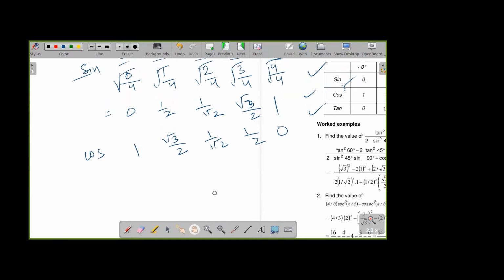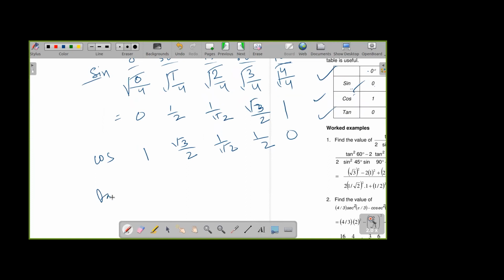And for tan, we know sine by cos is tan. So 0 by 1 is 0, then 1 by 2 divided by root 3 by 2 gives 1 by root 3. I think this will not be too convenient, but knowing this might help everyone.